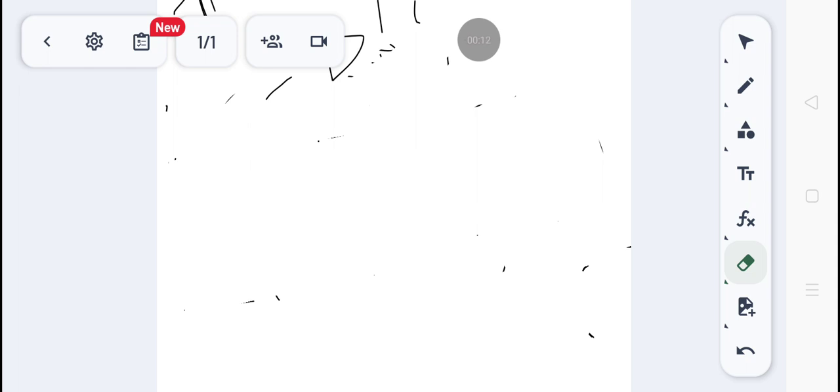Today we are going to be doing a quick one, just as I promised some of us who actually DM me for this particular guide. I believe it's going to help us.